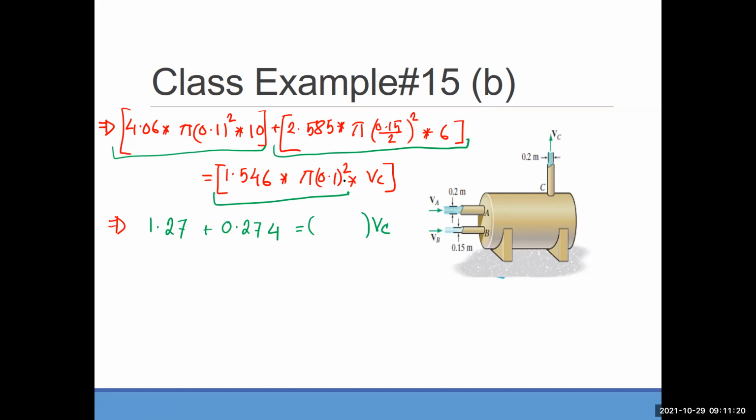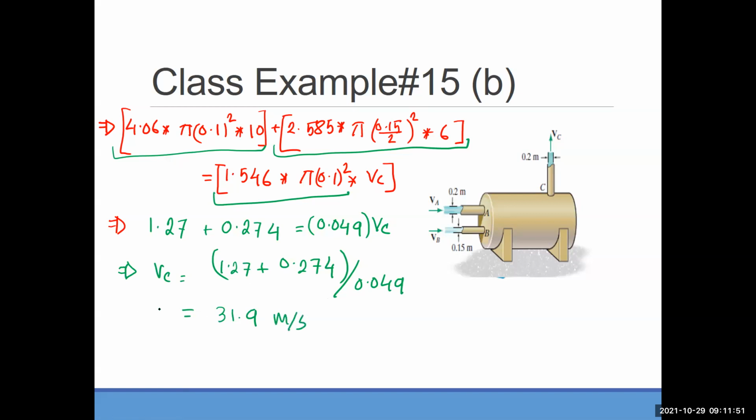No, here, just 49. Okay, so the VC is 1.27 plus 0.274, 0.049. If you do the calculation properly, you should get something around this number, maybe a little bit less or more than that. And since it's a velocity in SI system, what will be the unit? Meters per second. Yes. Okay.